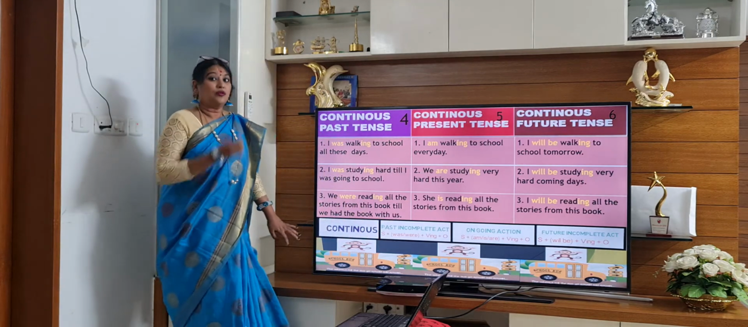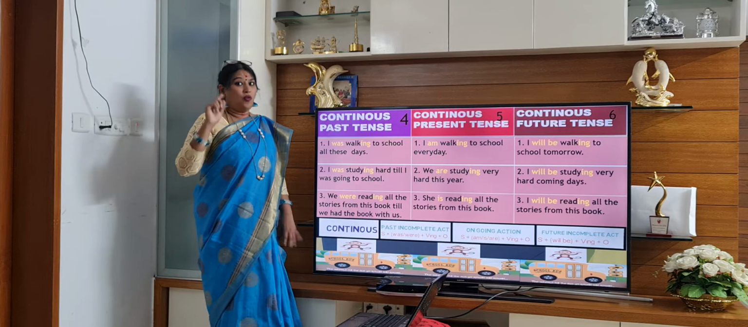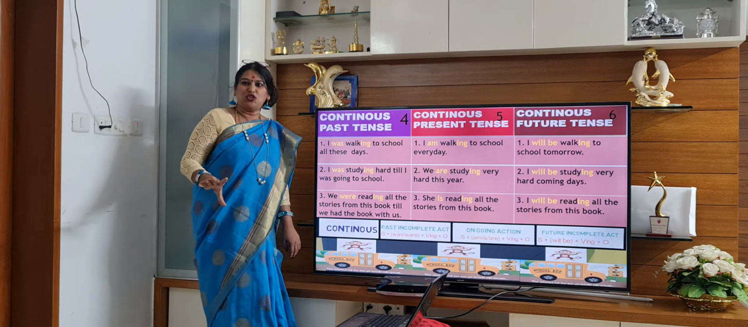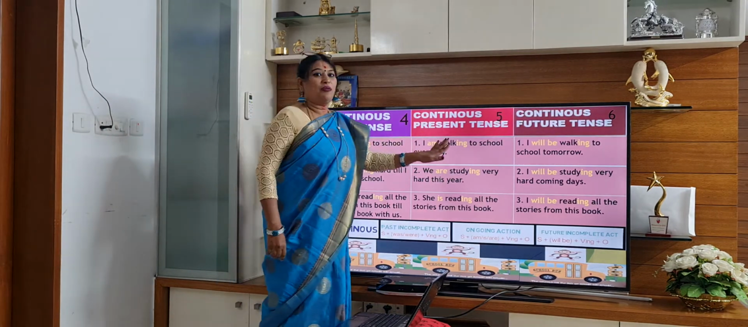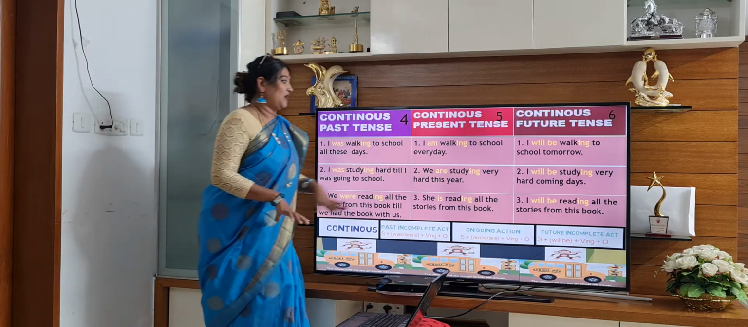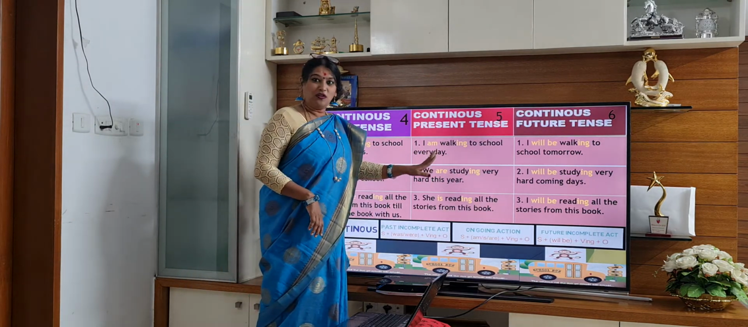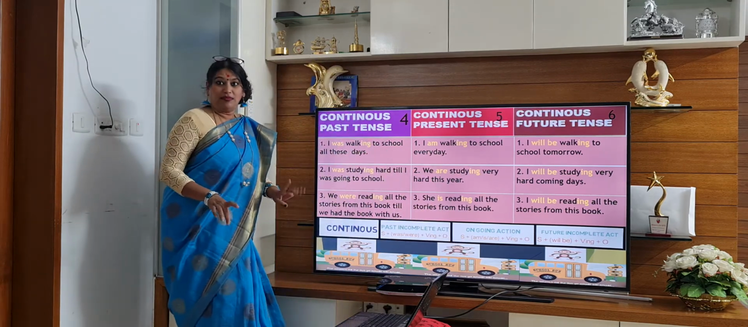Got it? So what is the formula? What are you supposed to remember? Was or were, and then the verb's first form with ing. Is that clear? Okay. Now let's talk about present. Present continuous tense. Here, what do you remember? Am, is, are, and what else do you remember?